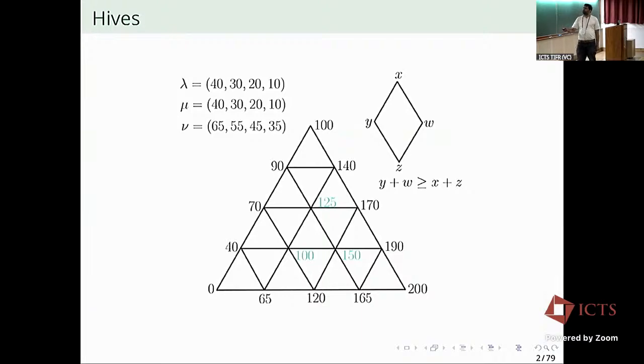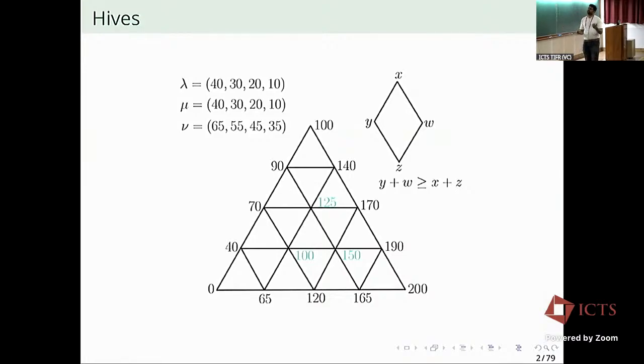Then what you do is you write lambda here. So this gap here is 40, the first entry here. The gap here is 30, the second entry. The gap here is 20, and the gap here is 10. And then you write mu downwards. Again, the gap here is 40, the gap here is 30. Reading this from left to right, the gap here is 20, the gap here is 10. And then on the bottom row, you write nu, where the gap is 65, 55, 45, and 35.